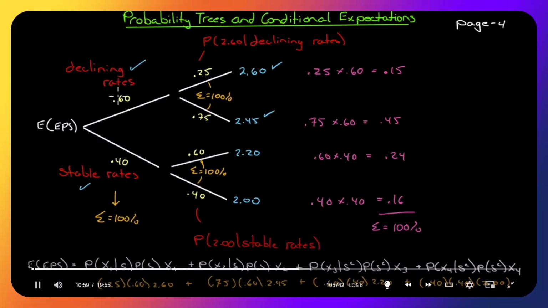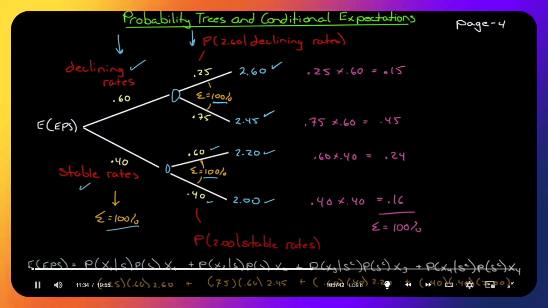Notice now, declining rates or stable rates, the probabilities add up to 100%. Here we have 25% and 75%, probability adds up to 100%. If we have stable rates, earnings per share could be $2.20 with a probability of 60% or $2 with a probability of 40%. Notice those add up to 100%. So our tree is valid because the probabilities at each stage add up to 100%, and at each branching outwards, the probabilities add up to 100%.